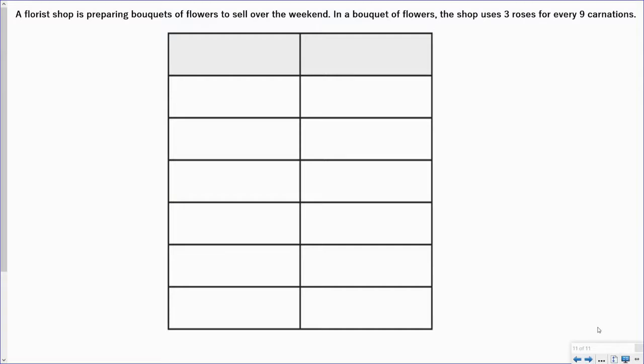A florist shop is preparing bouquets of flowers to sell over the weekend. In a bouquet of flowers, the shop uses 3 roses for every 9 carnations. So this one I actually have to fill in my table. So again, first part is 3 roses. So my roses are going to go first, and I would have 3 here. And then I have 9 carnations.